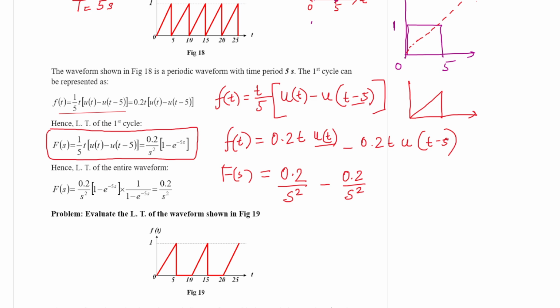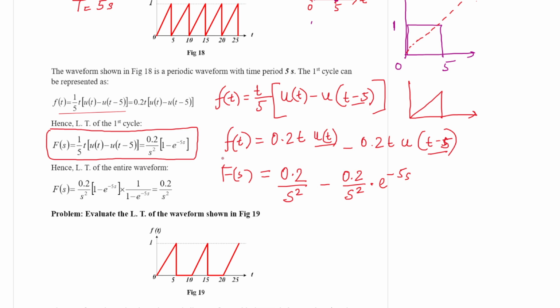Now u(t minus 5) means the function is shifted by a unit of 5 in the time domain. From the property, we can say that if a function is shifted in the time domain by some unit, it must be multiplied in the frequency domain. So that is why it should be multiplied by a factor of e to the power minus 5s.